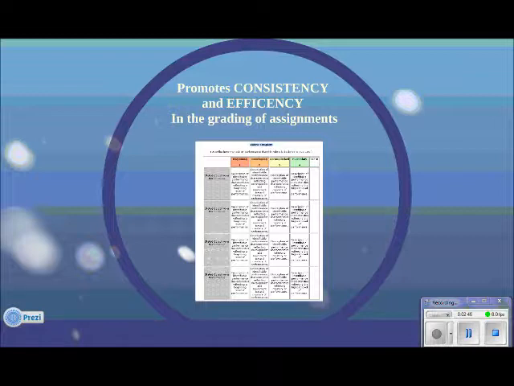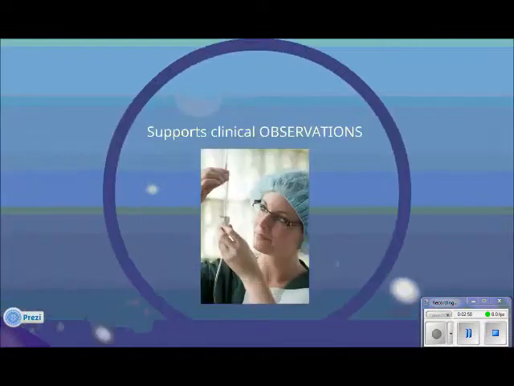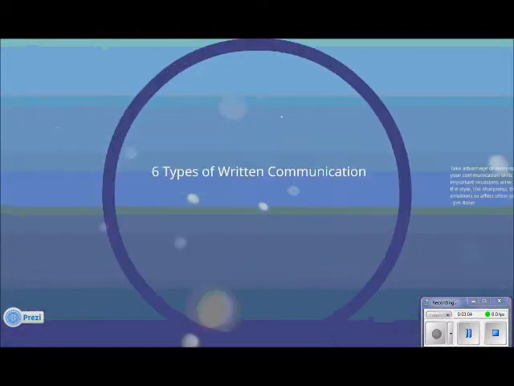This example provided is a rubric, which we are all familiar with. It gives us an outline or a guide as to how we are going to be graded and what information is needed to be included. Written communication supports clinical observations. There are 6 different written types of communication.